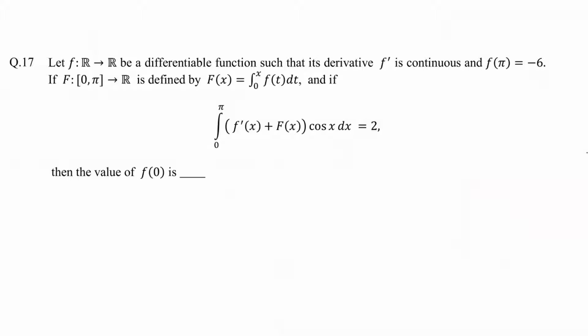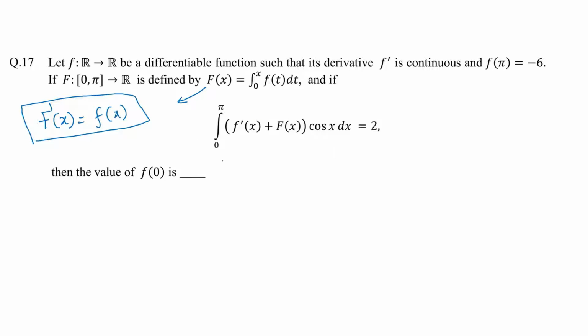Okay, so the question says capital F of x is equal to integral 0 to x f of t dt. So from here, one relation that we can directly write, if I differentiate both sides, I'm going to get F dash of x is going to come as f of x, right? Differentiation of the capital F is going to come as small f.